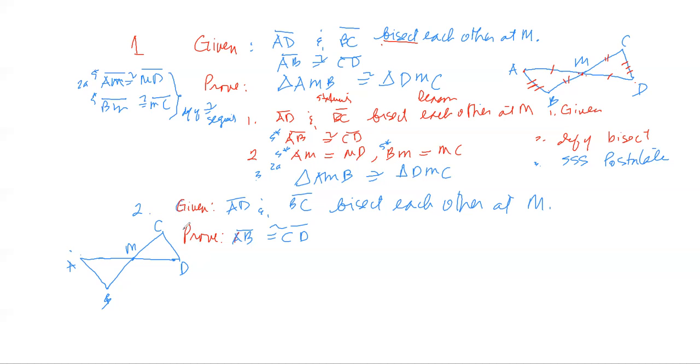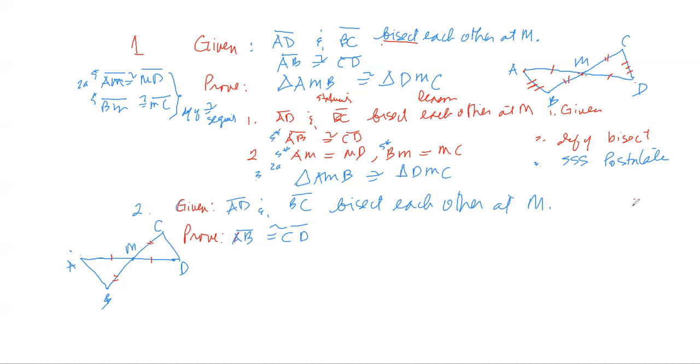Okay, so if we make the markings that are implied by the given, what can we have here only? That they bisect each other, so this is congruent to this, and this one is congruent to that. Here we cannot use SSS anymore because I cannot show that AB is congruent to CD. That's actually what we are trying to prove now.